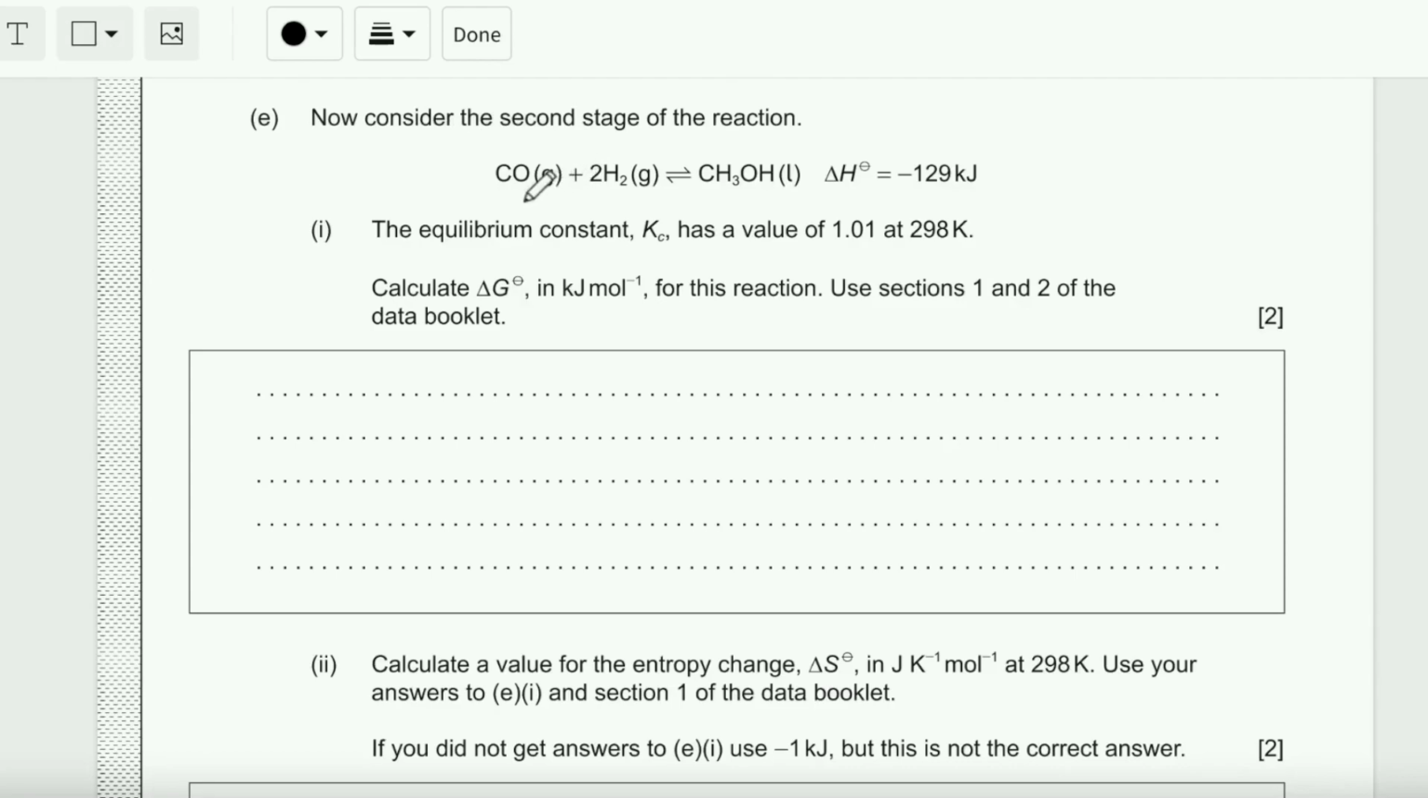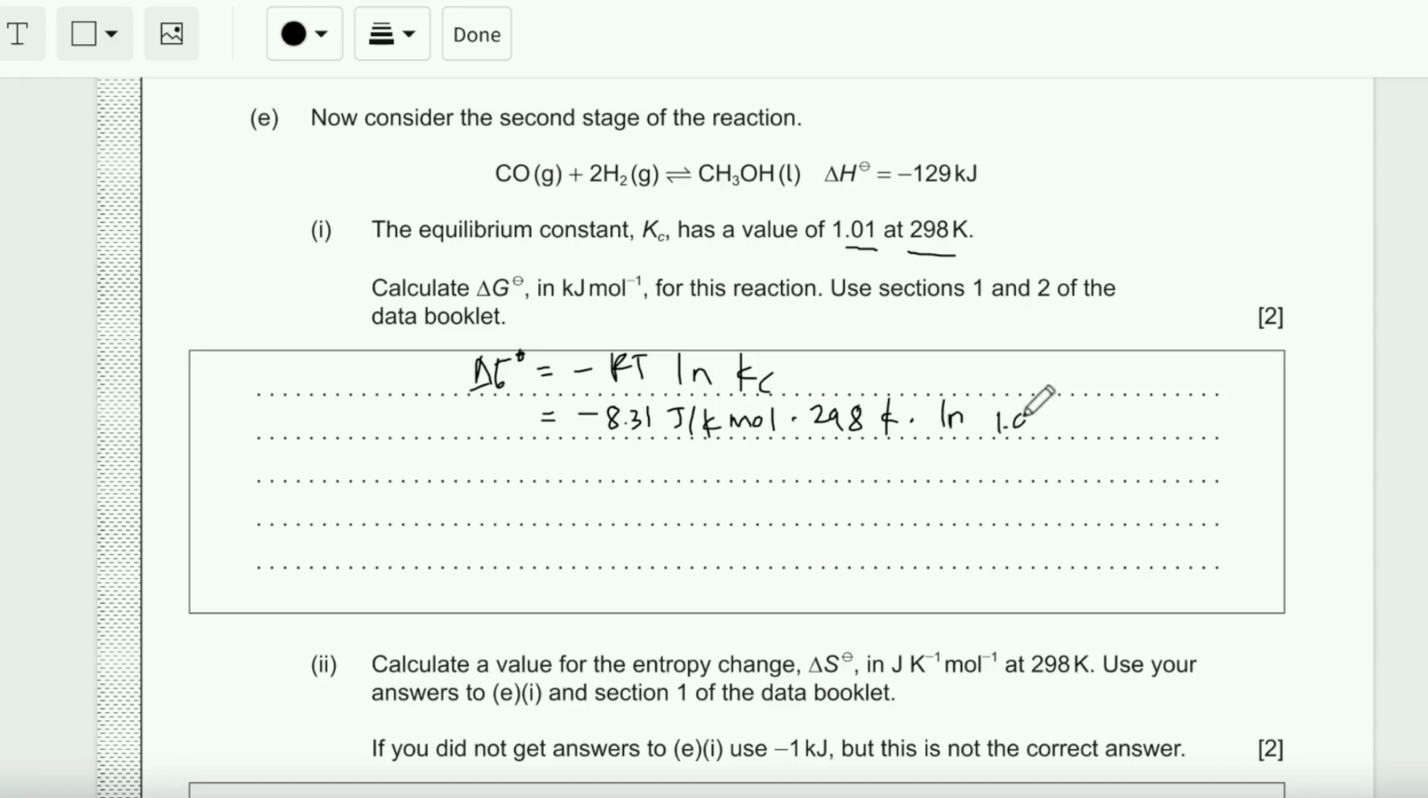Now consider the second stage of the reaction, CO plus 2H2 gives CH3OH, delta H negative 129 kilojoule. The equilibrium constant Kc has a value of 1.01 at 298 Kelvin. Calculate delta G standard in kilojoule per mole for this reaction. Use section 1 and 2 formula, which is delta G standard equals negative RT ln Kc. R is 8.31 joule per K per mole. You can get it from these sections. And T is 298 K.